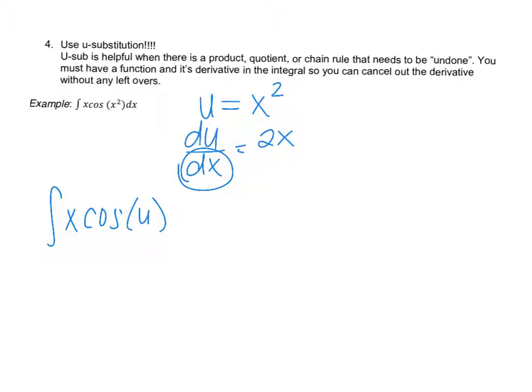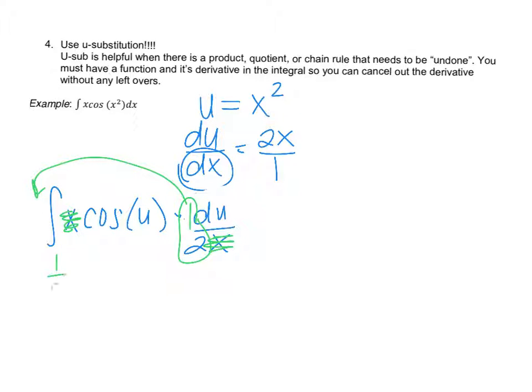Well, if I solve for dx, then I get du equals 2x dx. And if I divide by 2x, then I can say that dx is equal to du over 2x. So instead of the dx, I'm going to write du over 2x, which is what I want, because see what happens is this x cancels with this x. And this 2, that's a 1/2, that's a constant. That constant can be pulled out to the front. So this is just 1/2 times the integral of cosine of u du.